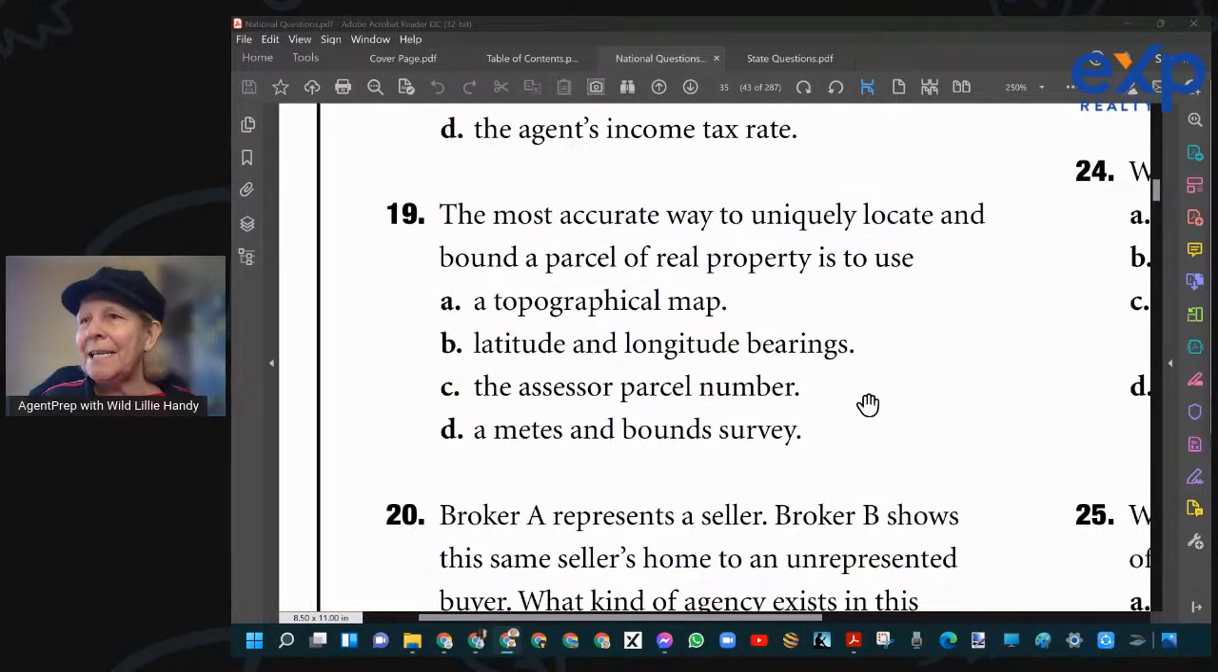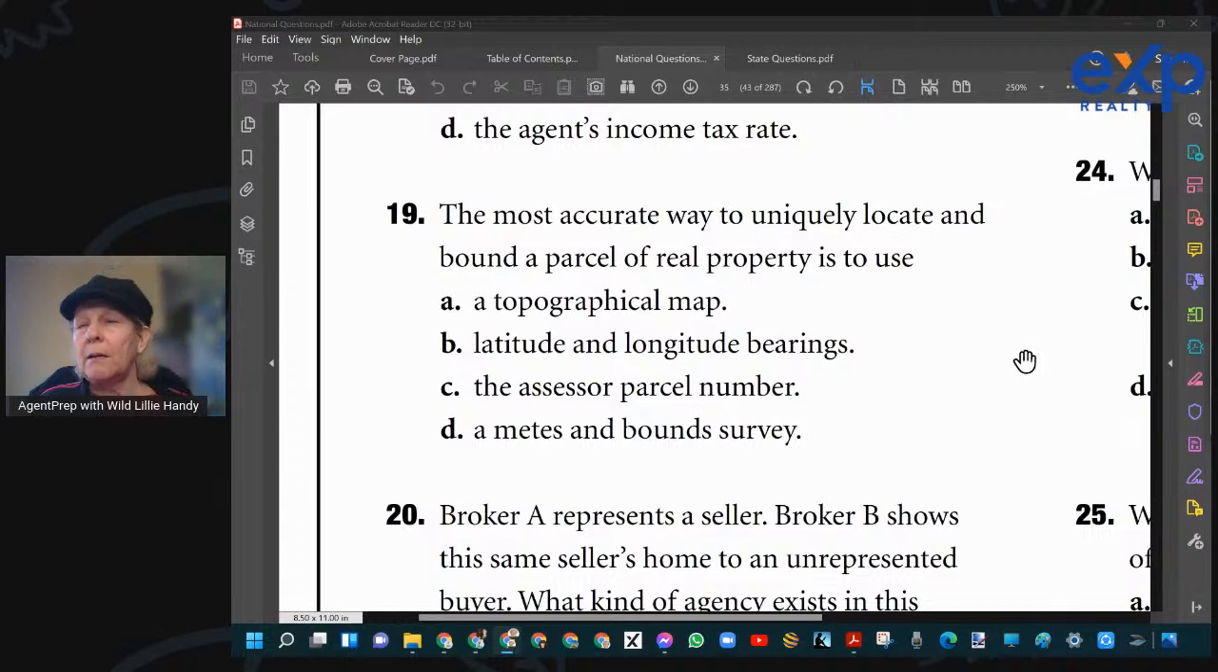Okay, number 19. Moving right along. Any questions? Nope. All right. 19. The most accurate way to uniquely locate and bound a parcel of real property is to use what? A, a topographical map. B, latitude and longitude bearings. C, the assessor parcel number. Or D, a metes and bounds survey. The most accurate way to uniquely locate and bound a parcel of real property.